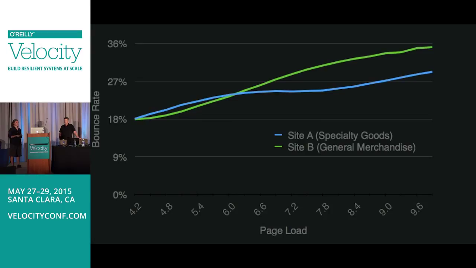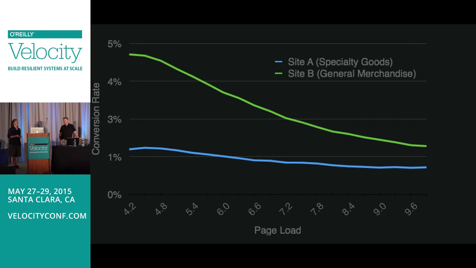So just as an example, this shows a side-by-side comparison of two different retailers. The blue line is a specialty goods site, and the green line is general merchandise. And you see how the general merchandise site is much more affected by performance slowdowns than the specialty goods. So there is some argument that if you have a very niche product or set of products and a niche audience, they're a bit more of a captive audience, so they are willing to be somewhat more patient. But there is still some degradation in terms of bounce rate there.